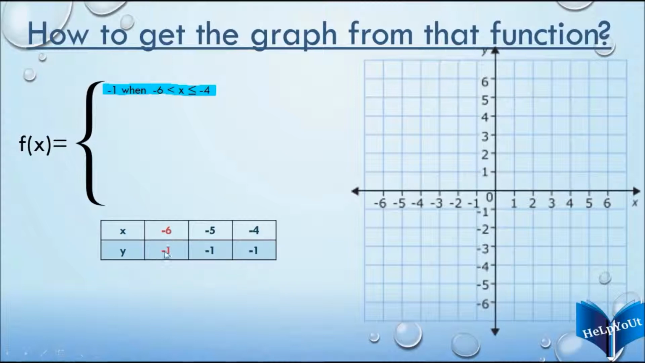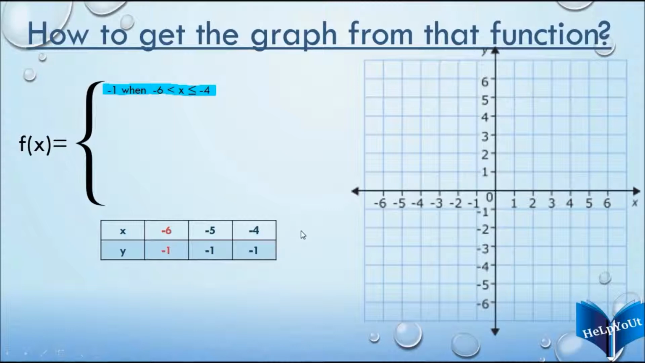For x equals -6, y is -1. Here x is not really equal to -6, but x is close to -6. X is greater than -6, but it is in this interval, say -5.99. For that x, y will be -1 because in this interval y is fixed. Similarly, I got these other points. For every value, y is equal to -1.